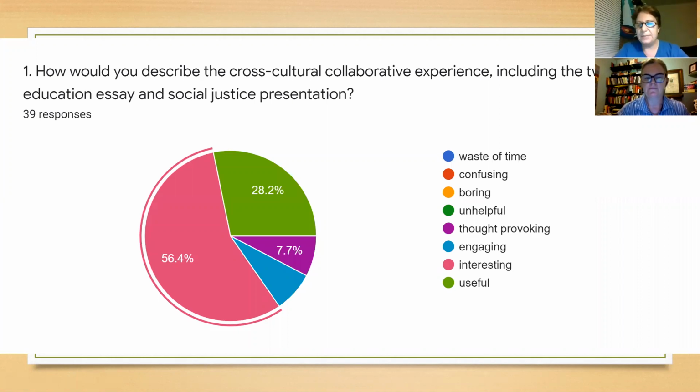And at the end of the course, we also gave them an attitude survey. It was a 7-item survey, but I'm going to talk about 2 of them. How did they feel about these projects, both the education essay and the social justice presentations, oral visual? Most of them were pretty positive about it. 56% said interesting, and 28% said very useful and thought-provoking.